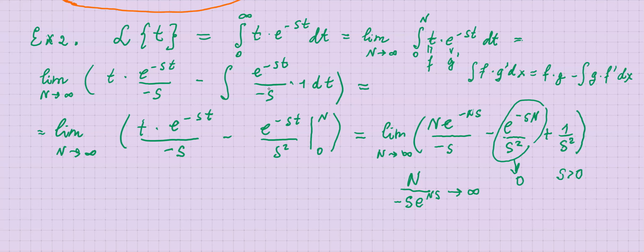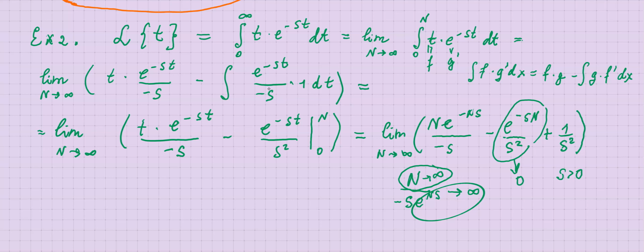This just grows faster. Here s is a parameter, just a number, like 1 or 2 or 3. We just need to make sure that it's greater than 0. Otherwise, this will not go to 0; this will go to infinity. I'm going to label this: it goes to infinity, and this also goes to infinity.